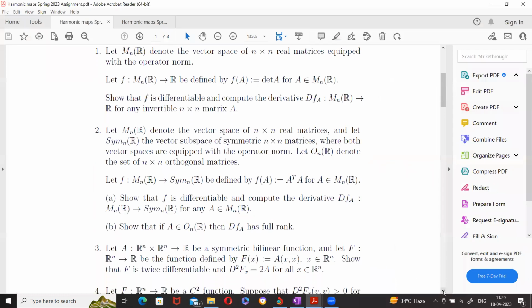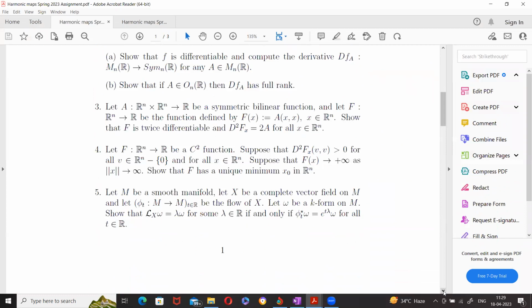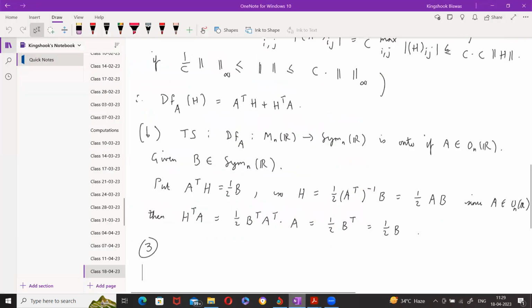So the next one is just computing a second derivative. It just tests whether you understand that the second derivative is a symmetric bilinear form. Here you're taking a quadratic form, and if you differentiate it twice, you'll get twice the bilinear form. This is the multivariable analog of if you differentiate x squared twice, you get 2. It's just the higher dimensional analog of that.